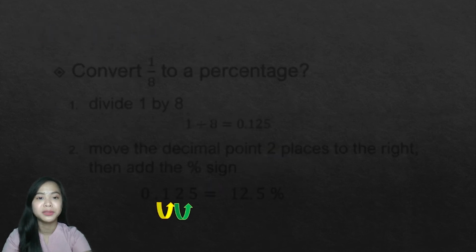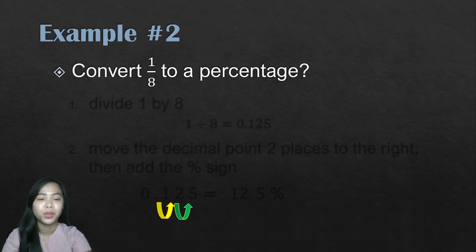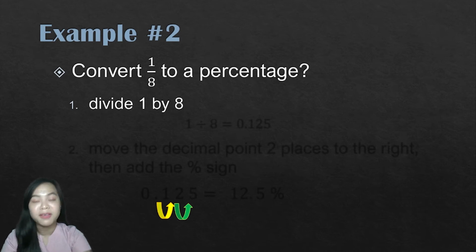So let's have another example. Convert 1/8 to a percentage. So again, since the numerator is a value of 1, you can just divide it right away by the denominator. So we have 1 divided by 8, equal to 0.125.